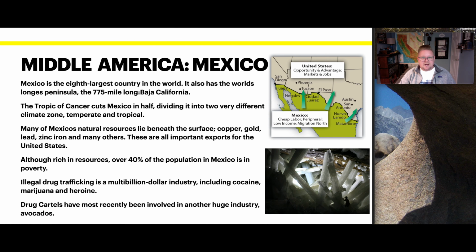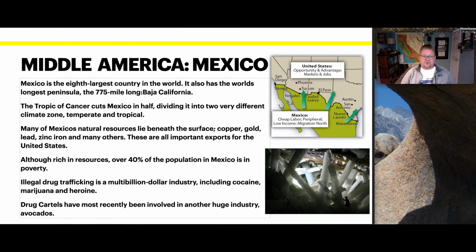Now, let's talk about Mexico in particular. Mexico is the 8th largest country in the world. It also has the world's longest peninsula. It's about 775 miles long, and it's part of Baja California. The Tropic of Cancer does cut Mexico in half, dividing it into two very different climate zones, temperate and tropical.